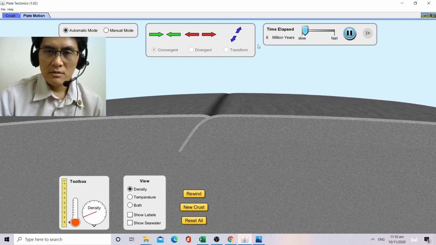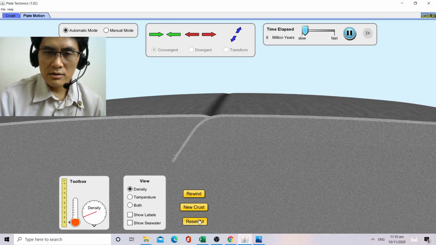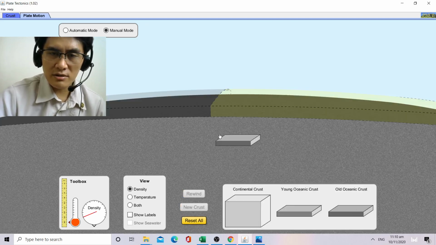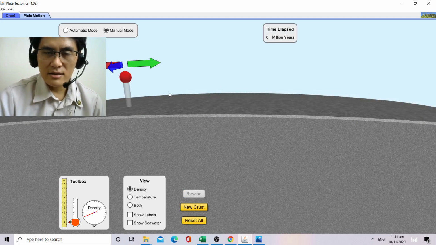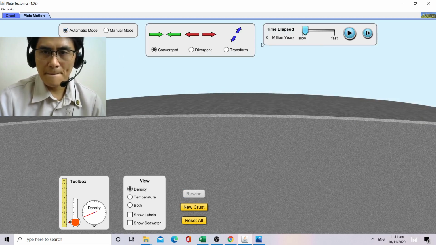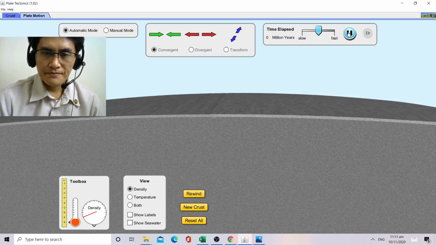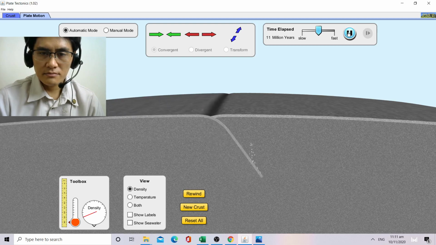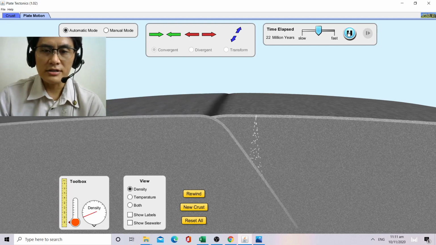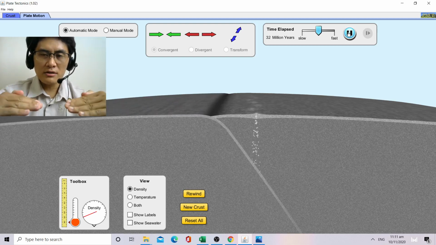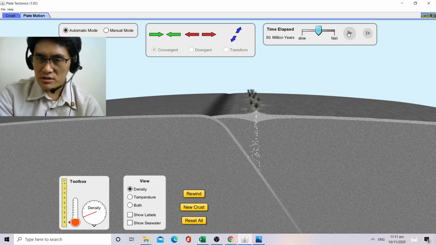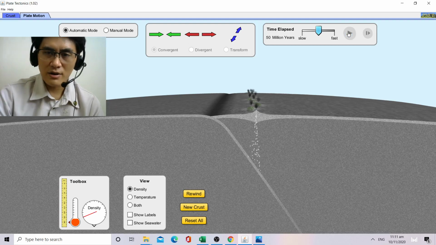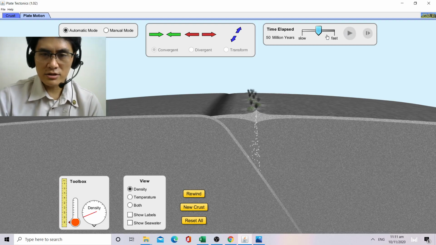Okay. While if I do the opposite, if the old oceanic crust is on the left side and the young oceanic crust is on the right side, what happens? Let's make it faster a little bit. Right? So my question is, if you have two oceanic crusts, one young and one old, which one would subduct under which plate also? Okay, so I hope you have already answered that question.